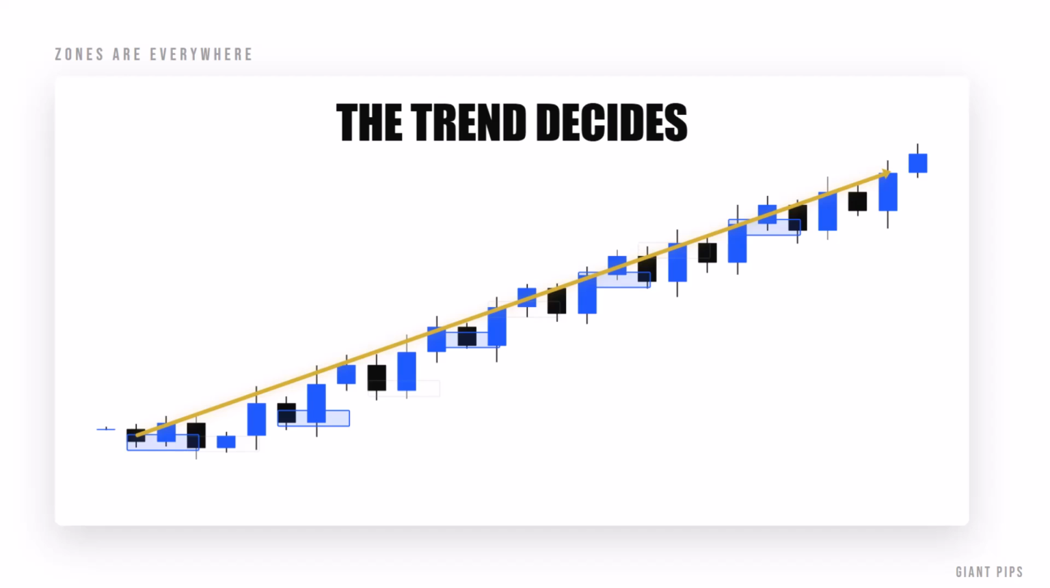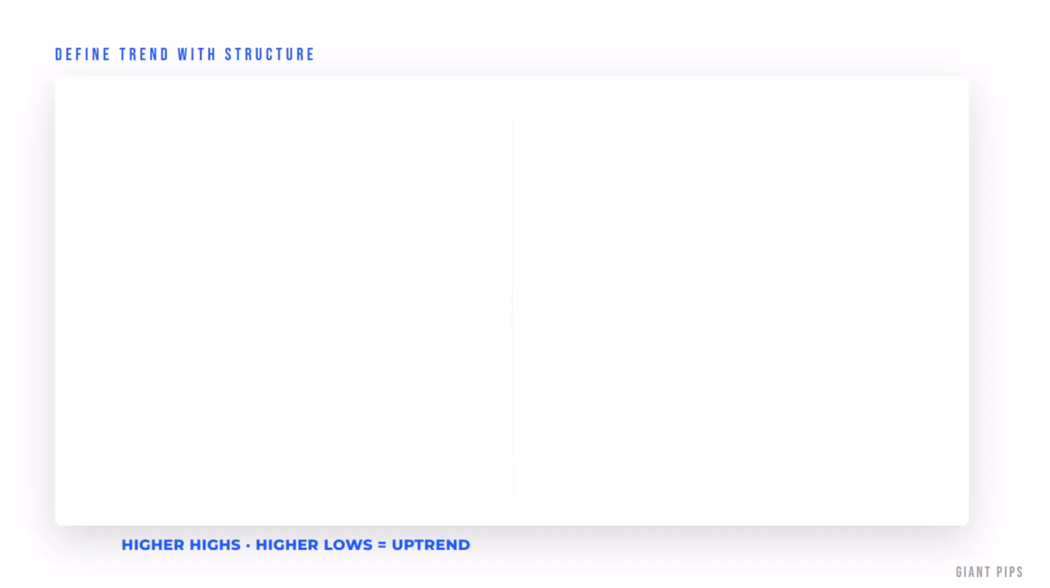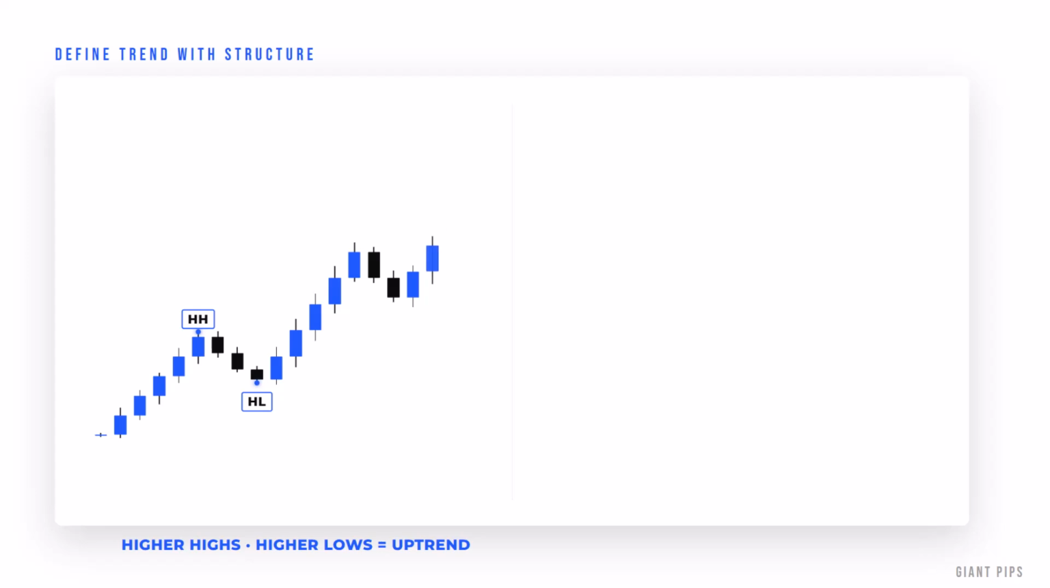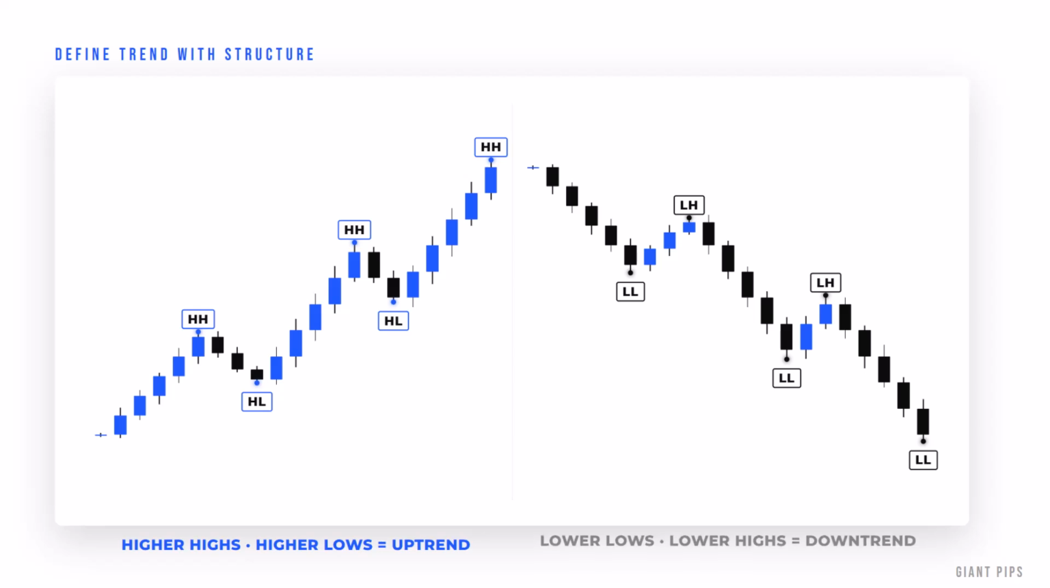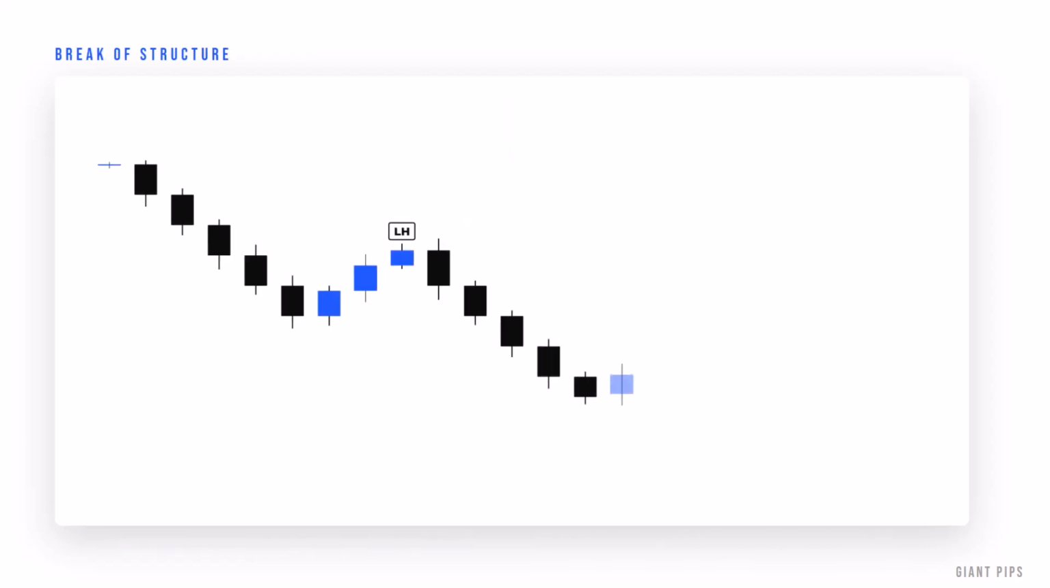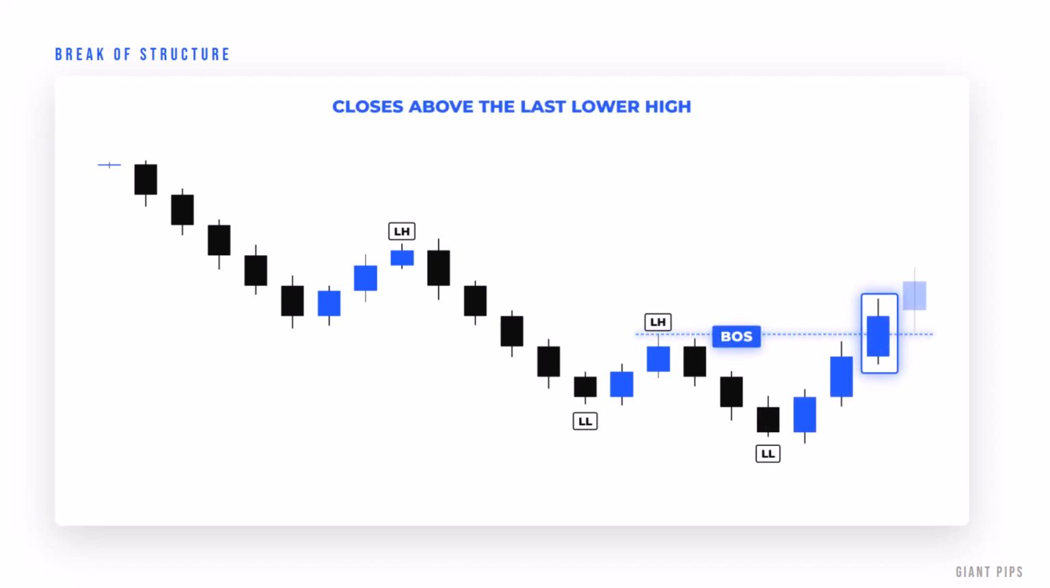So let's define trend using structure. In an uptrend, price makes higher highs and higher lows. Each push up travels further than the last, and each pullback stops higher than the last. In a downtrend, it's the exact opposite. Lower lows and lower highs. And a break of structure, a BOS, is the moment price breaks that pattern. So, for example, in a downtrend, price finally pushes up and breaks above that previous lower high. That break of structure is often your first clue that the trend might be shifting, and it's one of the best confirmation tools you've got.